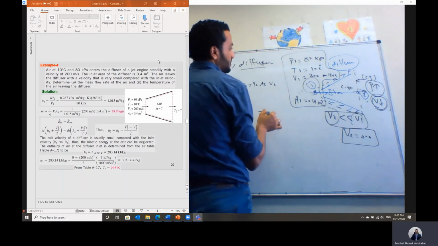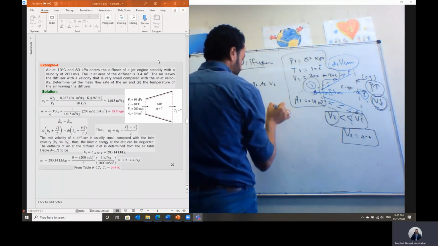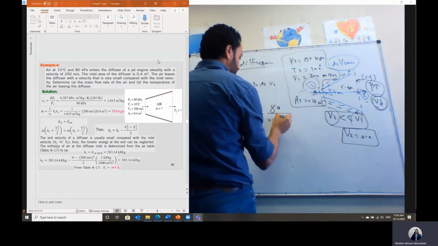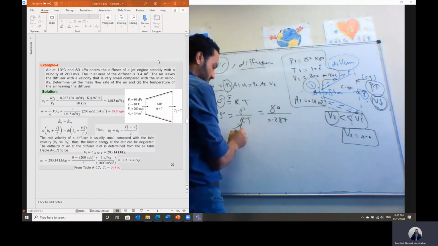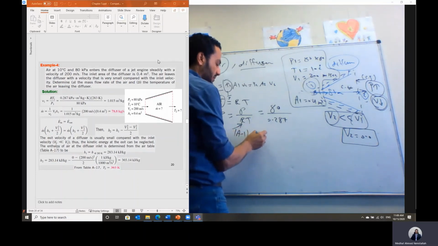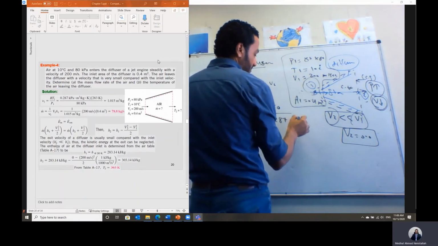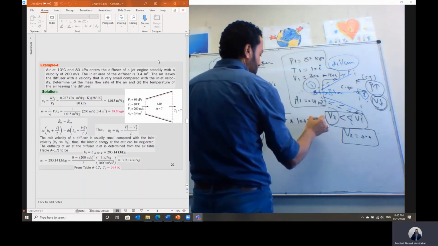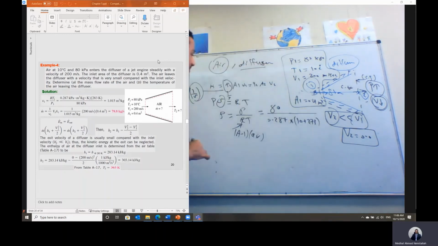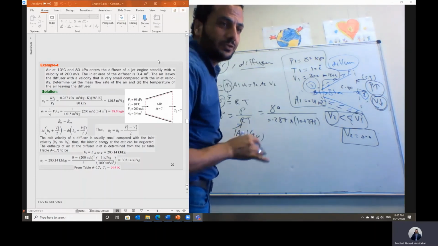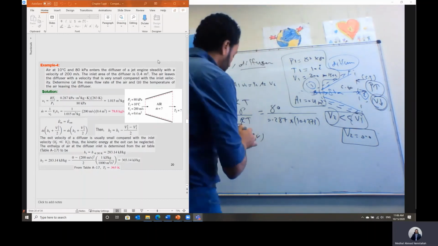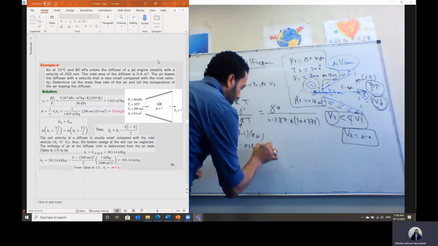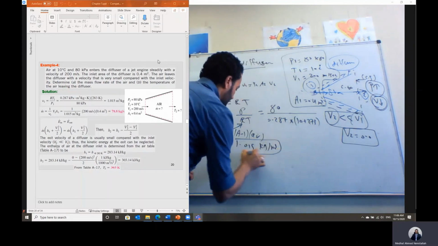Type PV, where v is equal to 1 over density, or we can say density equals pressure over RT. Pressure P1 is equal to 80 kilopascal, we can leave it in kilopascal. R, the gas constant for air, is 0.287, which we can get from table A1 as well, you can check this value for air. Multiplied by the temperature, which should be in Kelvin, 10 plus 273. You can calculate this density. Density of air should be close to 1. It will be 1.015 kilogram per meter cubed. This is the density.